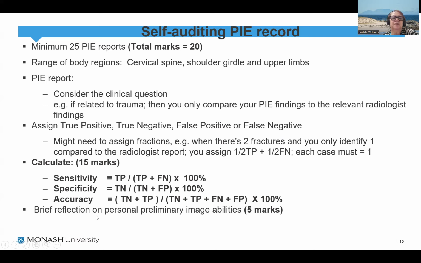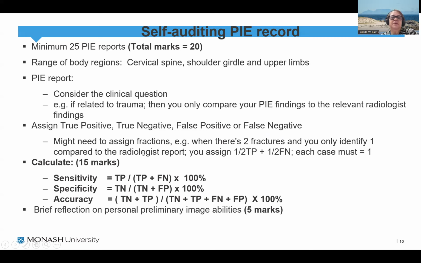Then assign whether your case is true positive, meaning that both you and the radiologist correctly identified the pathology. And true negative is where both you and the radiologist correctly identify that this is a normal case. So false positive, that is where the radiologist does not include a pathology that you have included. And false negative is where you incorrectly do not mention a pathology.